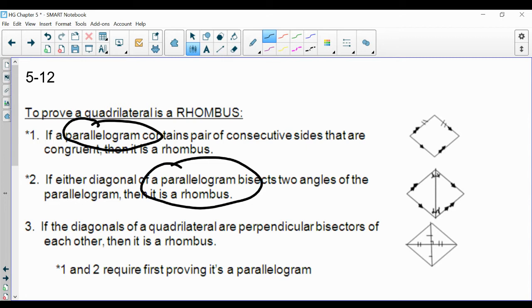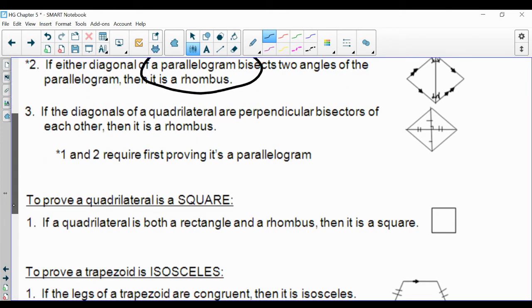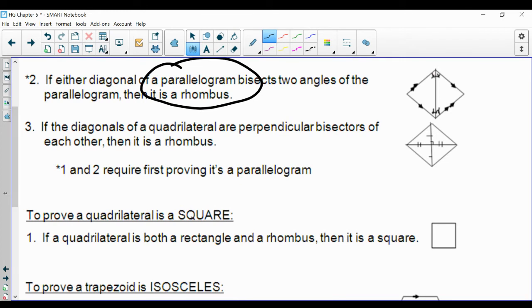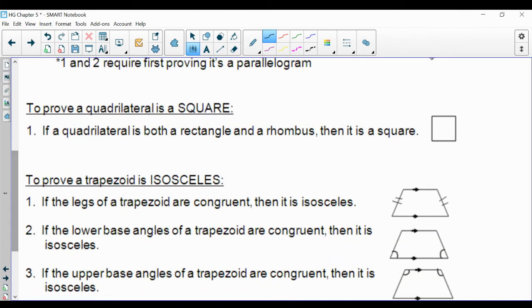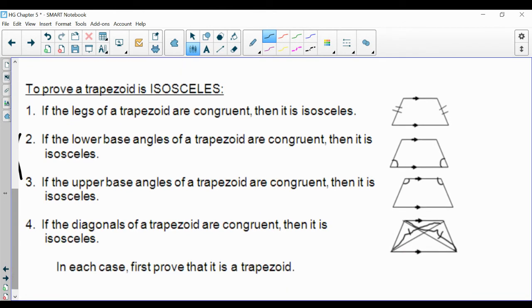All right. And then for number 2, if you show that the diagonals bisect the angles, it's also a rhombus after you've shown it's a parallelogram. And then if you're able to do number 3, which is if the diagonals of a quadrilateral are perpendicular bisectors of each other, then it is a rhombus. So they are perpendicularly bisecting both of them. Then you know it's a rhombus. And then finally a square for the nice shapes. Square is, you got to prove that it's a rectangle and a rhombus, and then you know it's a square. Okay. And then trapezoid, you just prove for isosceles.